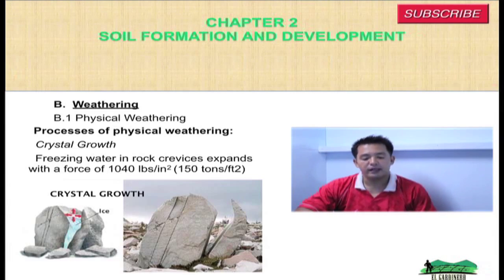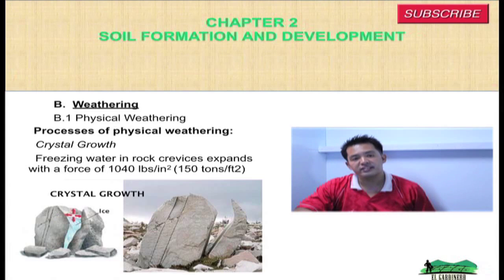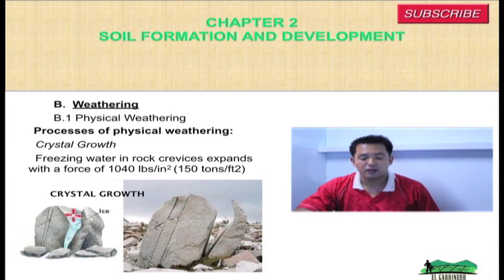It is like freezing water in rock crevices, which expands with a force of 1,040 pounds per square inch, or that is equivalent to 150 tons per square foot. And the effect is what you call the prying effect. It's like the ice is pushing the rocks apart. And this is an example of crystal growth.